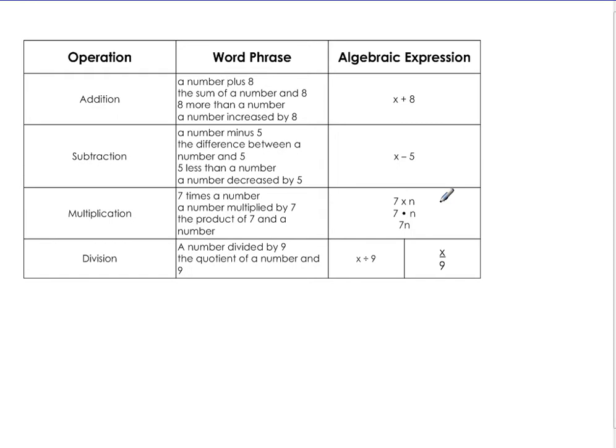Division. A number divided by 9 or the quotient of a number and 9 can be written one of two ways. It can be written horizontally, x, representing the number we don't know, divided by 9, or vertically, x divided by 9. Remember the vinculum is also division.